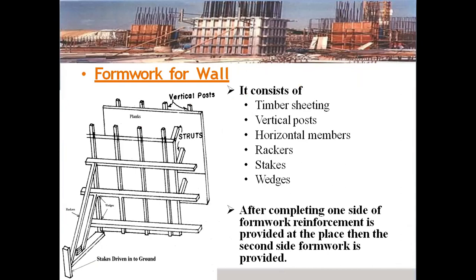Here, after completing one side of formwork, the reinforcement is provided at the place, then the second side formwork is provided. Here, for construction of the shear walls, first we have to provide a timber sheeting. To support those timber sheetings, these vertical posts are placed under the horizontal members, which helps the timber sheets not break on the applying of fluid concrete.